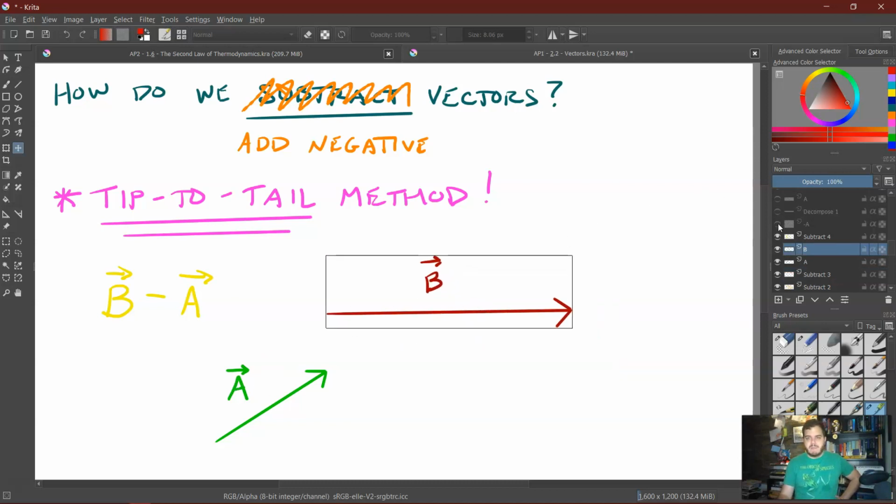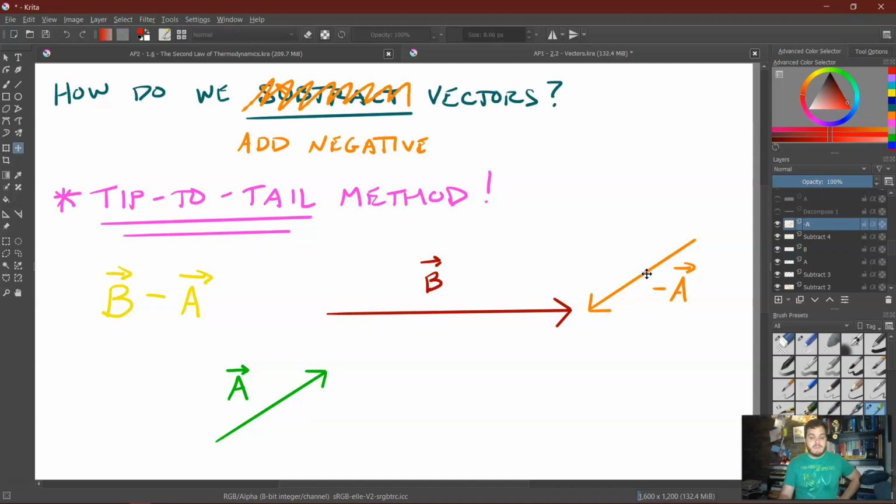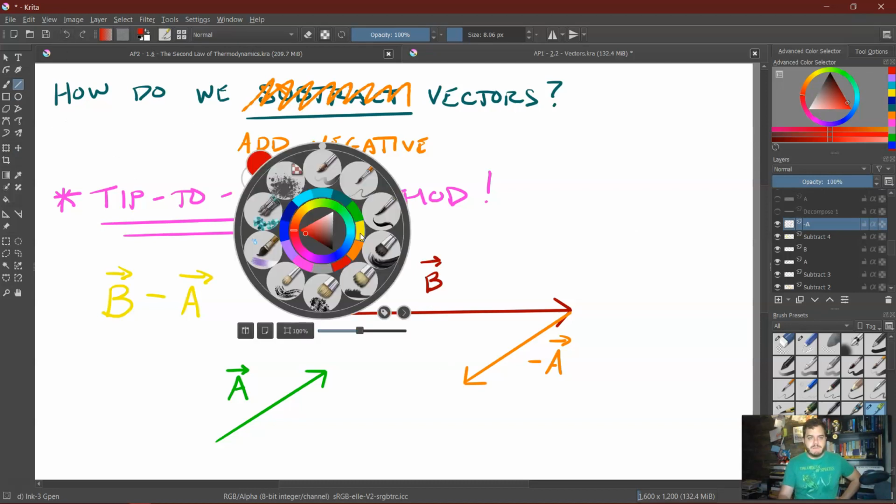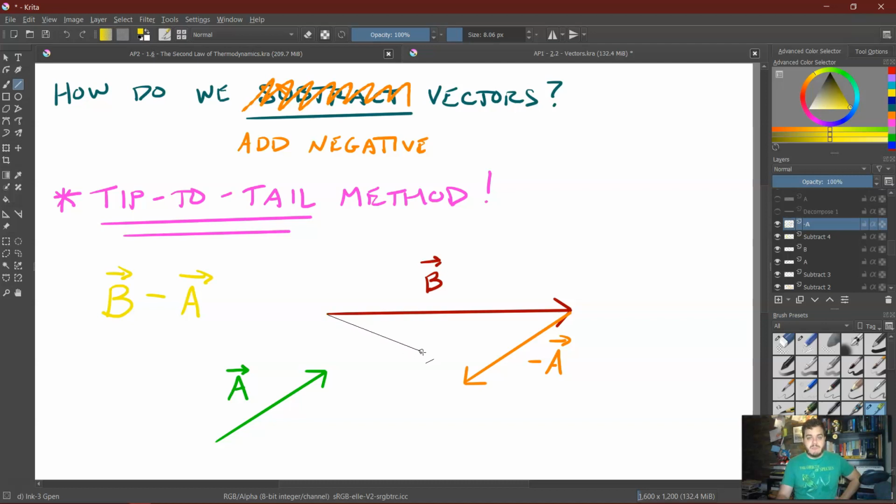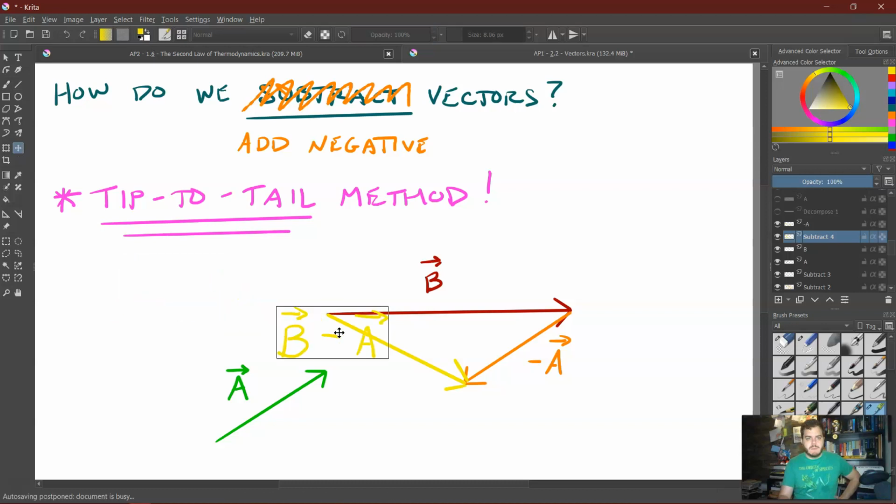I don't want A, so I'm going to flip A and create minus A, but now I'm going to still do tip to tail. I'm going to put the tip of B at the tail of minus A, and my new vector, B minus A, oh, let's make sure my color is right here. Let's stick with yellow since we already did that. My new vector is going to go from the tail of B to the tip of minus A. So I still start in the same location and end in the same location. That's crucial. And this would be B minus A. That would be that vector there.